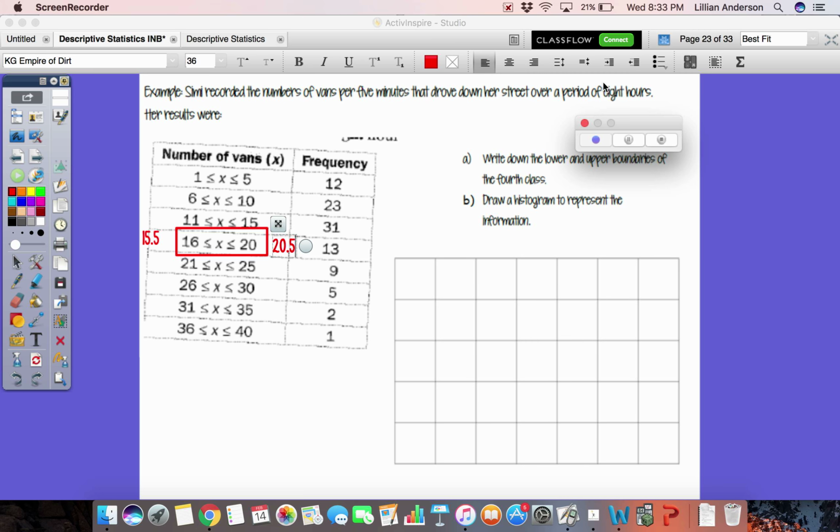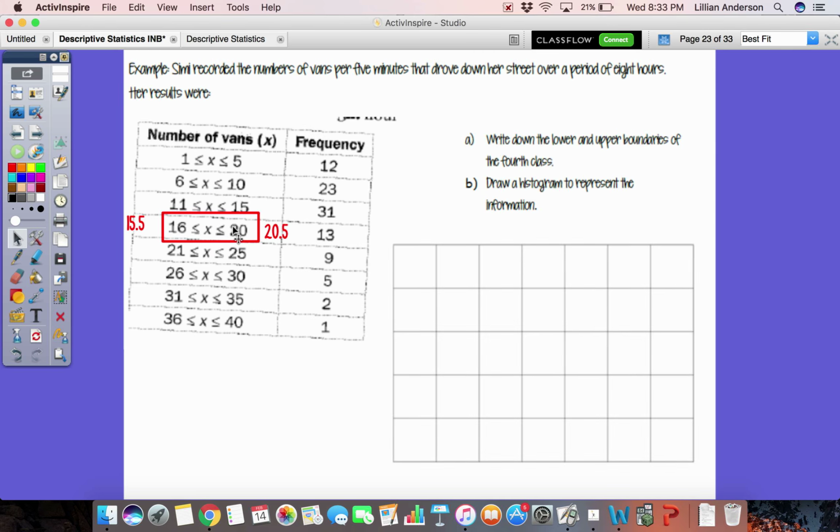Did you guys get 15.5 and 20.5? I hope you did, because remember, you were taking the lower bound of the fourth class and comparing it with the upper bound of the third class and finding the midpoint, the average. And then to find the upper bound of the fourth class, you're going to take the upper limit of the fourth class and the lower limit of the fifth class and find the average between those two.